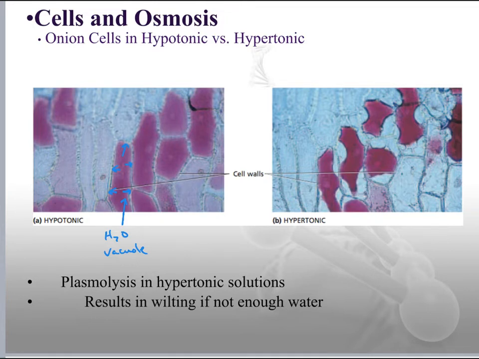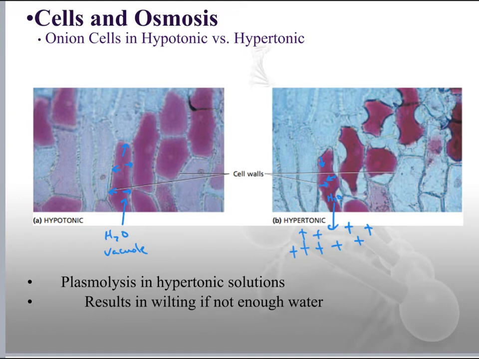If you take that same set of cells and now you have a solution where there are more particles outside of the cell, say you put it in salt water and it's not normally a salt water plant, what's going to happen is the water is going to leave the cell and the cell is going to lose the pressure. The cell walls are going to shrink. The cells start to shrivel, and the plant starts to wilt.